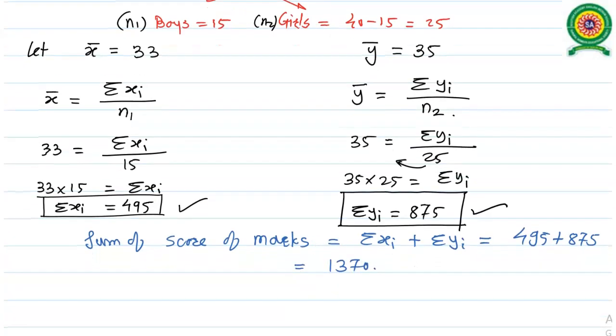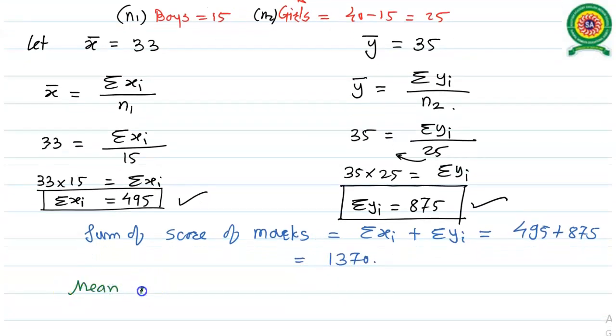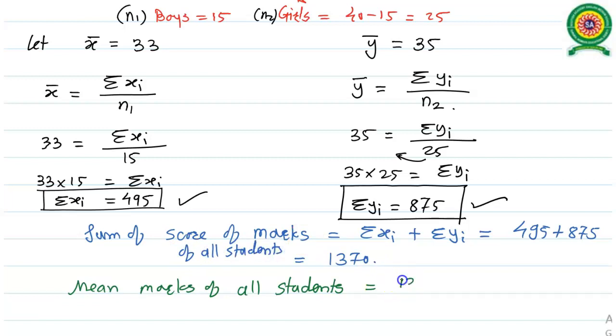So that addition of them we have now 1370. So we have to evaluate here the mean marks of all students. So how could we evaluate now the mean marks of all students? Sum of marks of all students we have is 1370, and the total number of students including boys and girls we have is 40. 10 getting cancelled, 137 divided by 4 we are getting 34.25. So the mean marks of all students we have is 34.25.